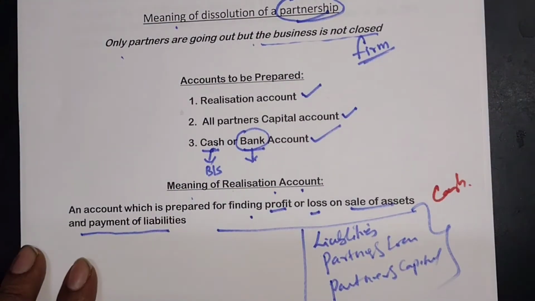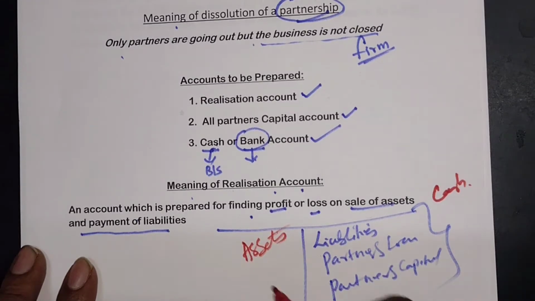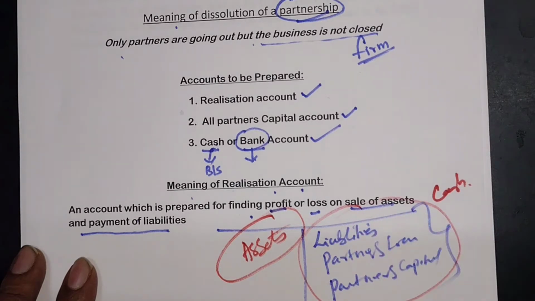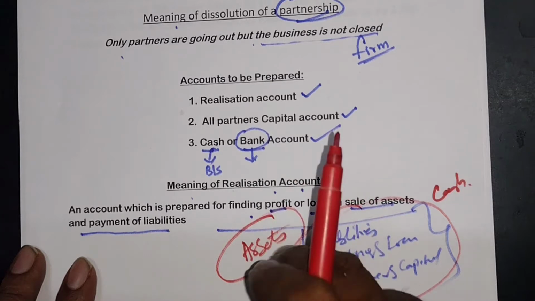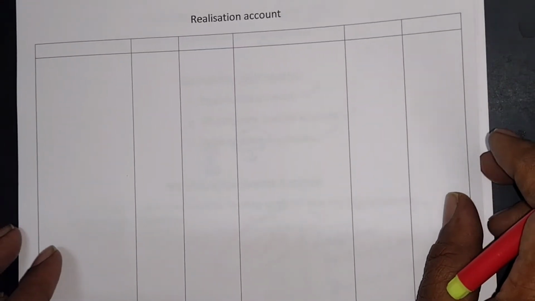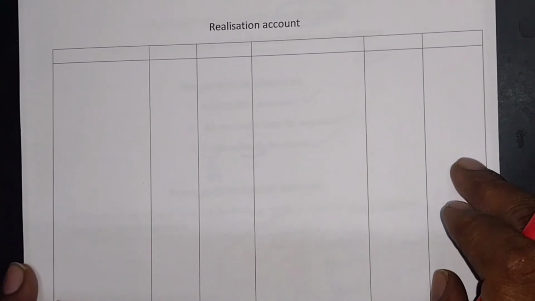How will we manage the cash? We will try to sell our assets. So the simple logic is sell all the assets and pay all the liabilities. That procedure we will show in this chapter. That account only is the realization account. Let me show how the entries will appear in the realization account.